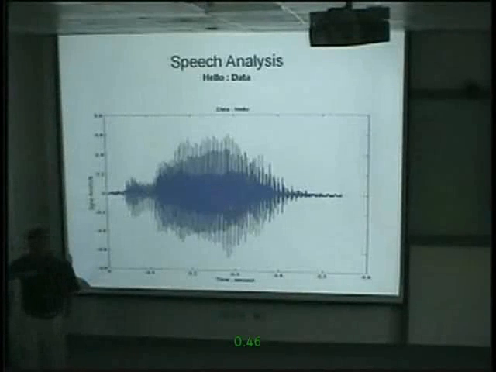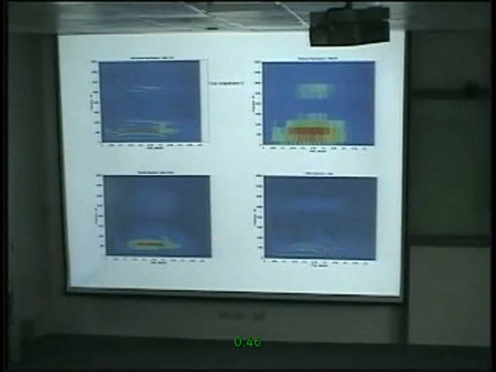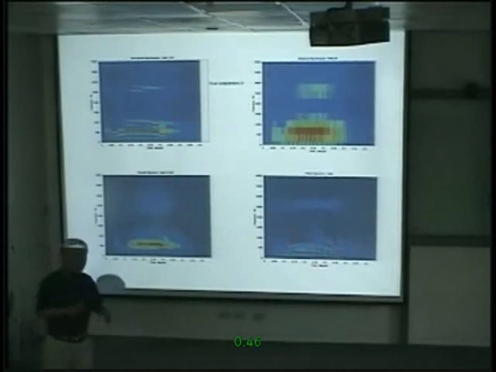This is my voice, and these are different presentations of the voice: Fourier, wavelet, continuous wavelet, and HHT. As I said, the HHT gives you a very, very detailed structure compared to all the other three. In fact, you can treat HHT as a magnifying glass to look at the details.